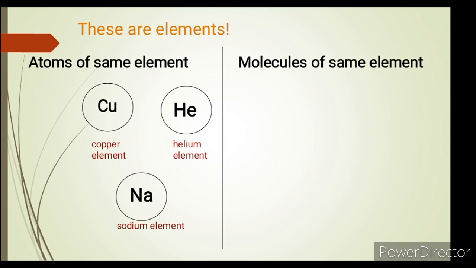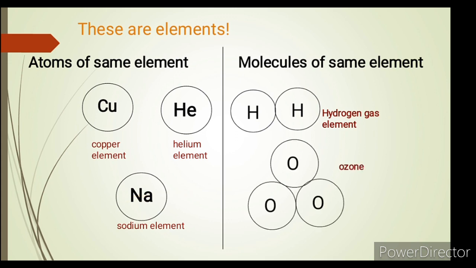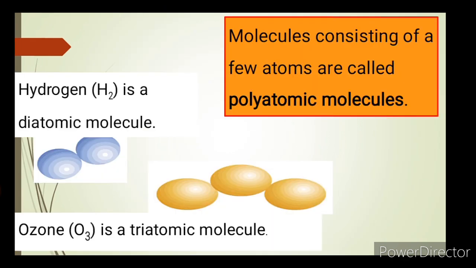Examples of molecules are H2, hydrogen gas, and the ozone, or O3, is also a molecule. Hydrogen H2 is a diatomic molecule because it is composed of two hydrogen atoms. And ozone or O3 is a triatomic molecule since it is composed of three oxygen atoms. Molecules consisting of a few atoms are called polyatomic molecules.